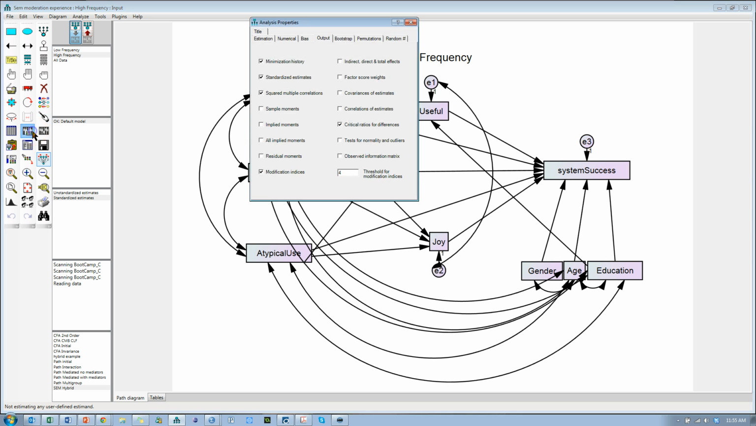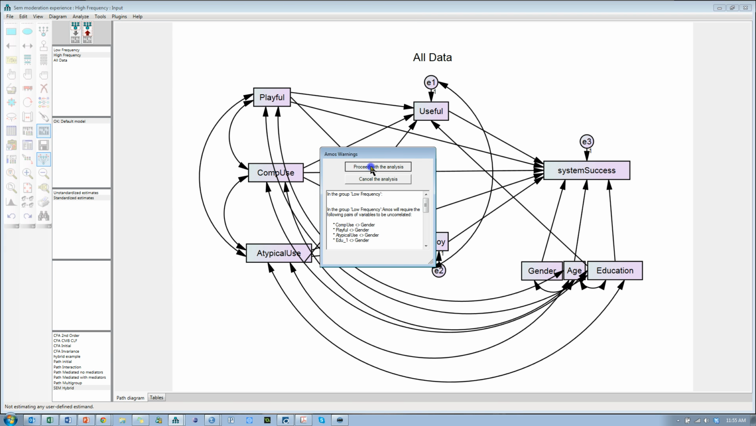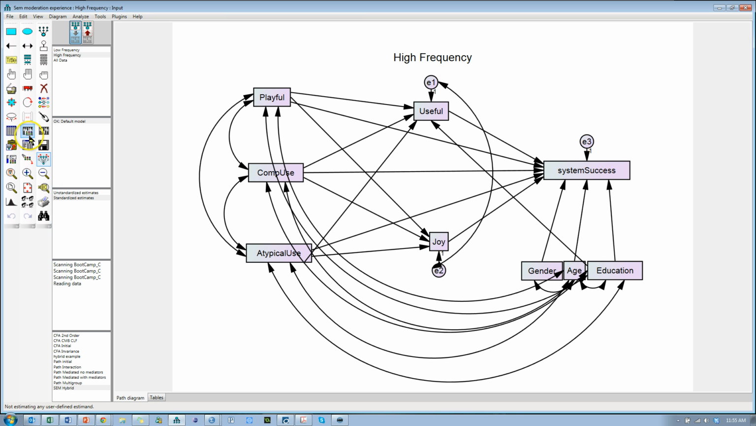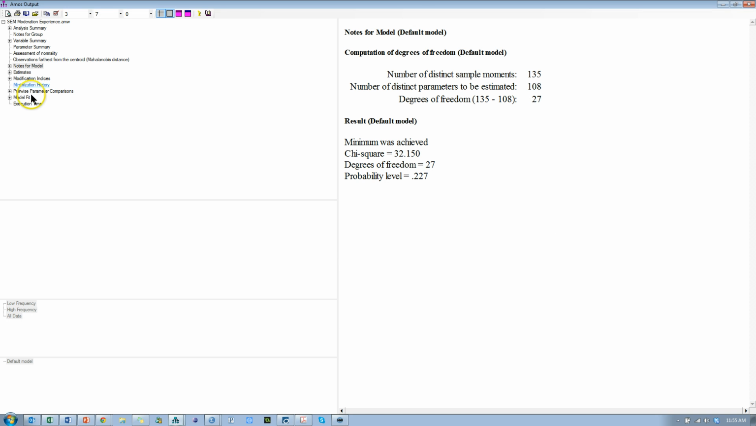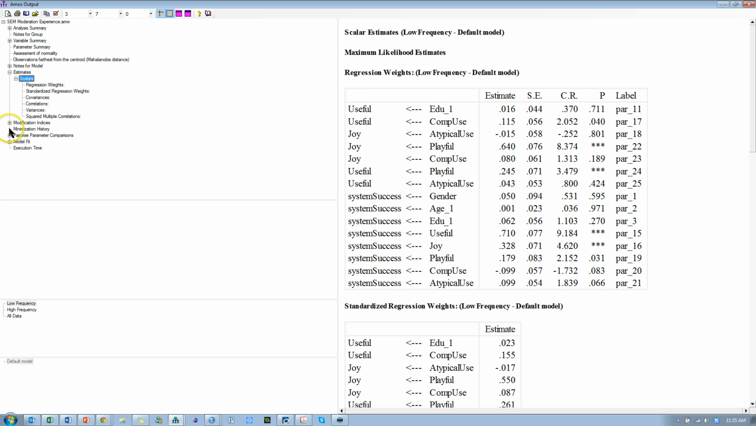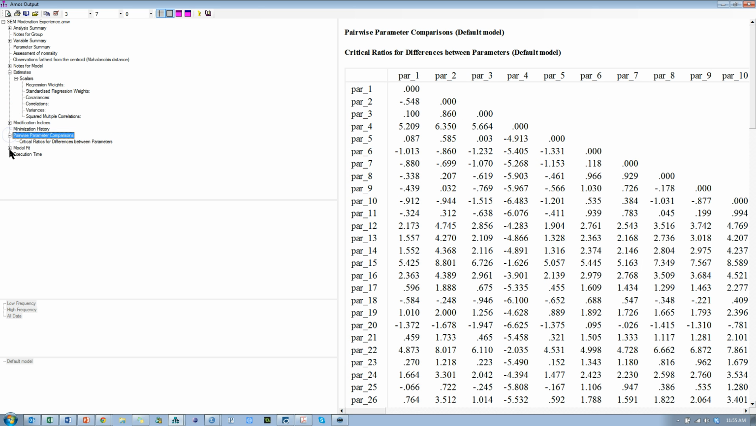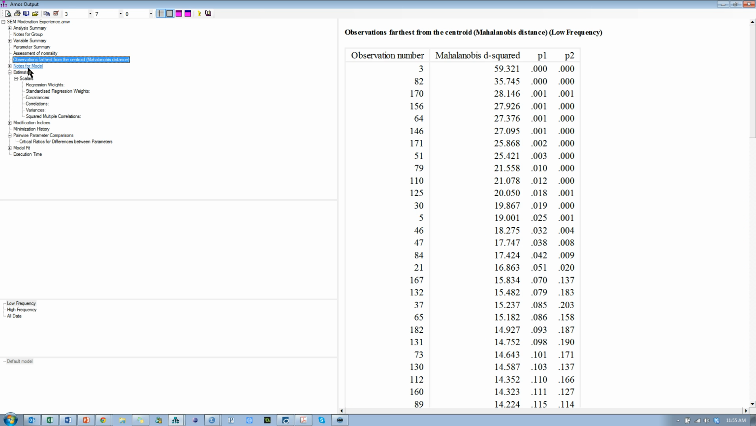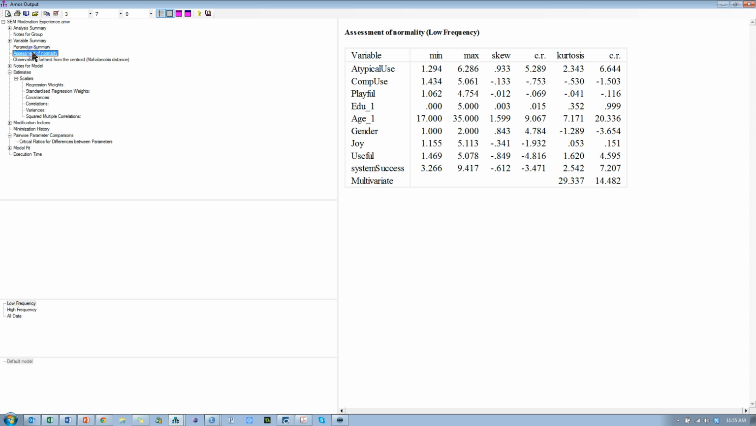Okay. Right here, test for normality and outliers. And then, wait for it, run it, proceed. Do I have to bootstrap? I recommend bootstrap. Let's just see if it makes it for us. Estimates, scalars, not there. It'll be at the top. Here we go. Mahalanobis. Not what I'm looking for. Normality. Here it is. Assessment of normality.